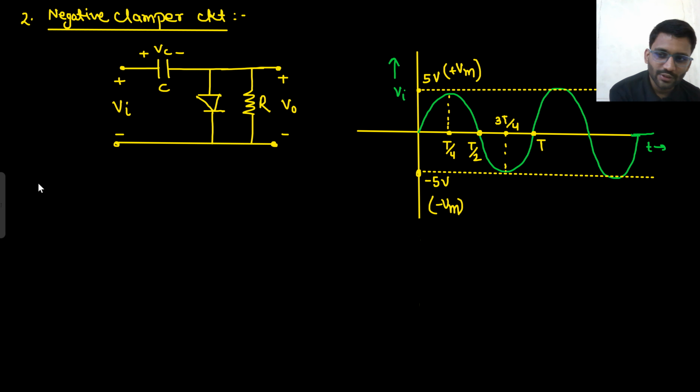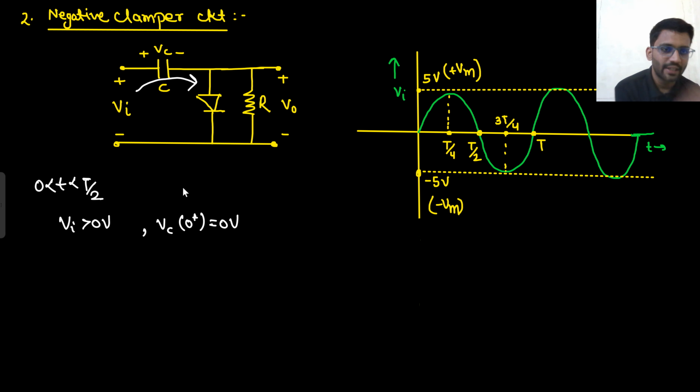What will happen for 0 to T by 2? Let's take the time window 0 to T by 2. Input is positive. What will happen? The same, initially the capacitor is 0. VC voltage at t equals 0 plus is 0 volt only. So what will happen? The complete voltage will be going across the diode. The input positive voltage is going across the diode. Let's assume this is some 0.1 volt. So at that time only the diode will turn on.